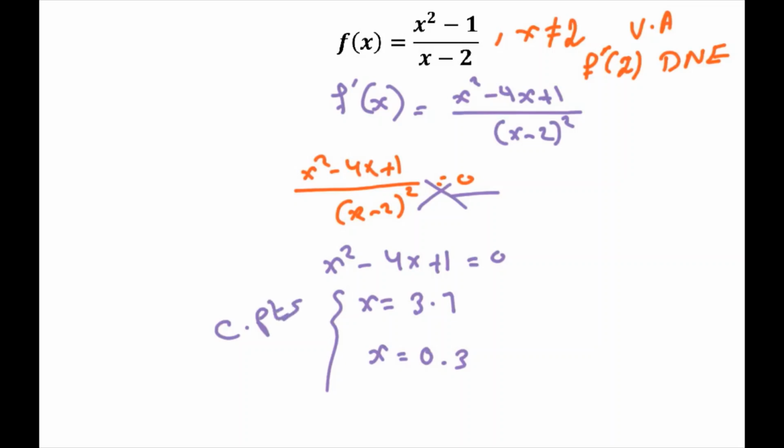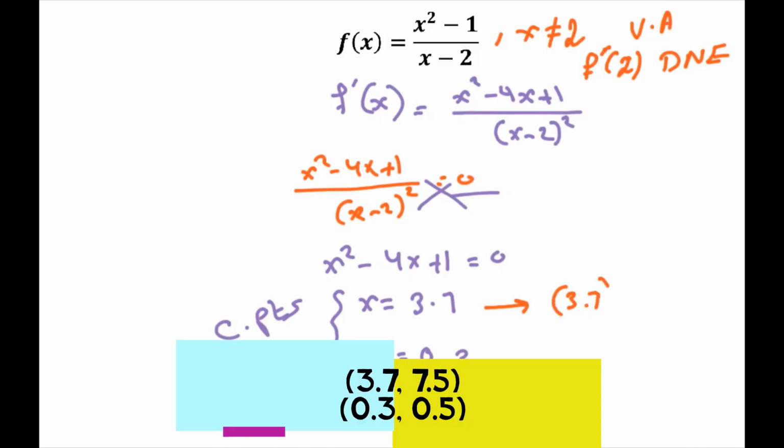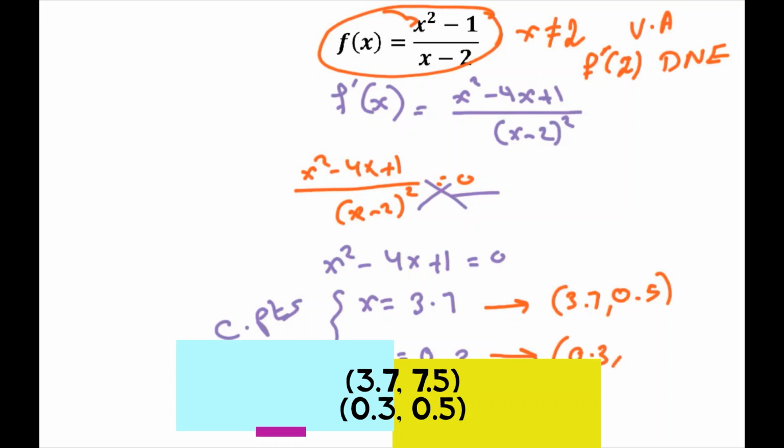Now at 3.7, if you substitute and try to find f(3.7), put 3.7 instead of x, you will get 0.5. And here at 0.3, you will get 7.5. So these are my critical points.